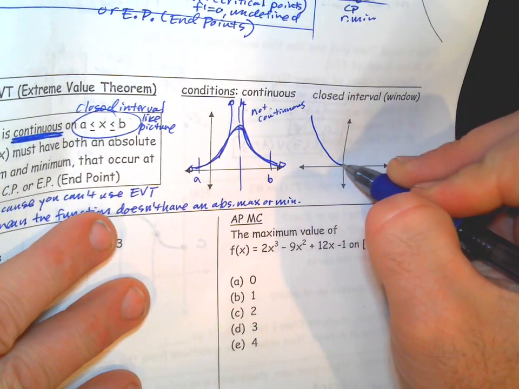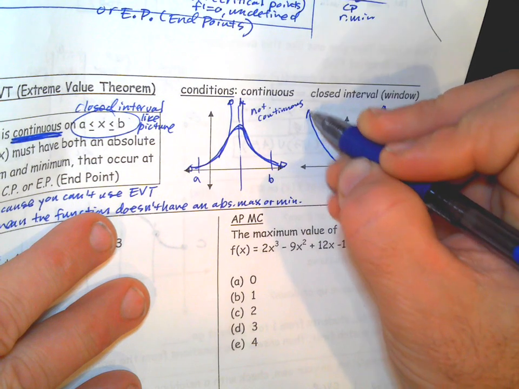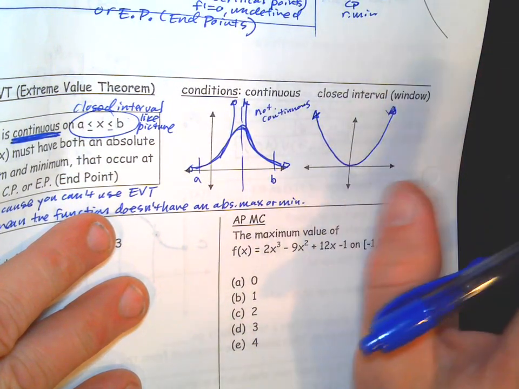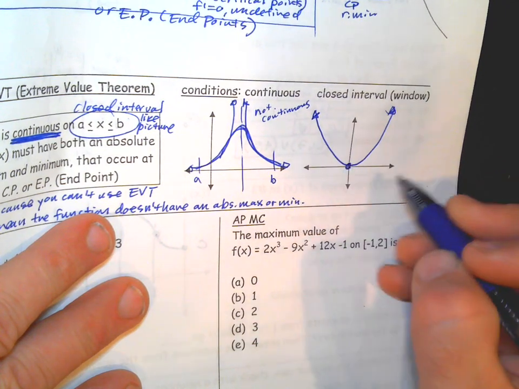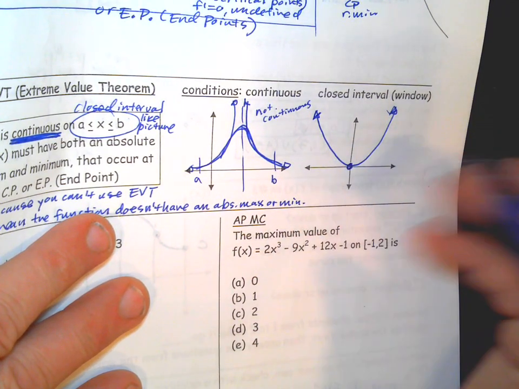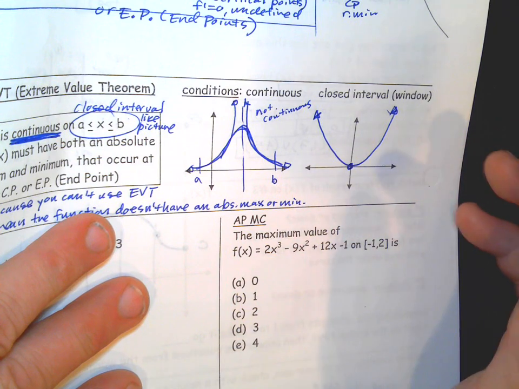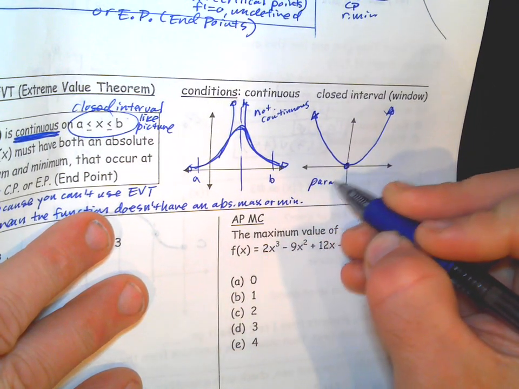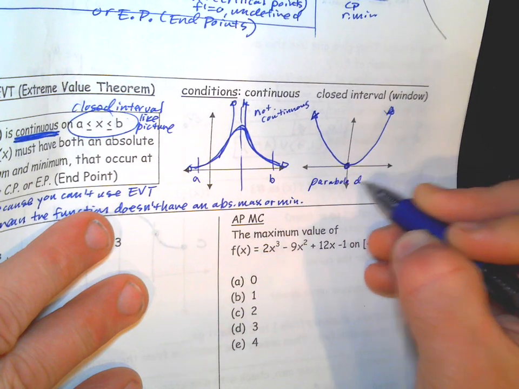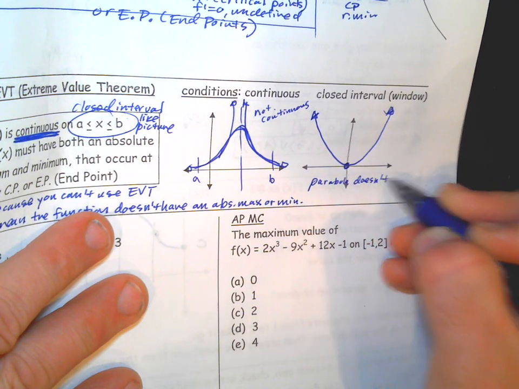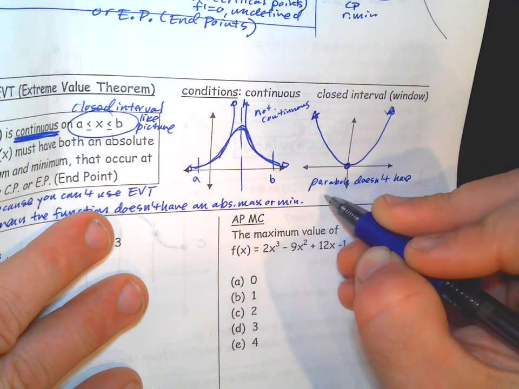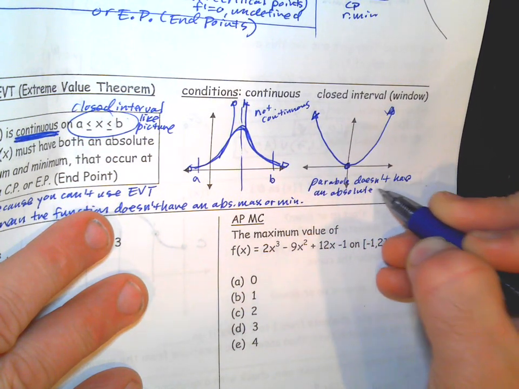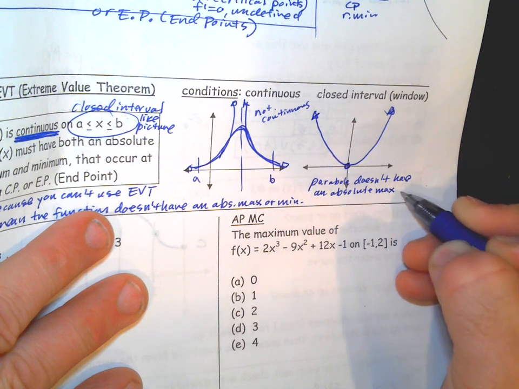So if I just do a parabola and I don't put endpoints, well, this graph goes up forever and has no absolute max. It has an absolute min right here, but we don't get a max, and we can't test the endpoint, so we can't use the table. It just doesn't work, right? So a parabola itself doesn't have an absolute max. And you can't say it's infinity. It doesn't have an absolute max.